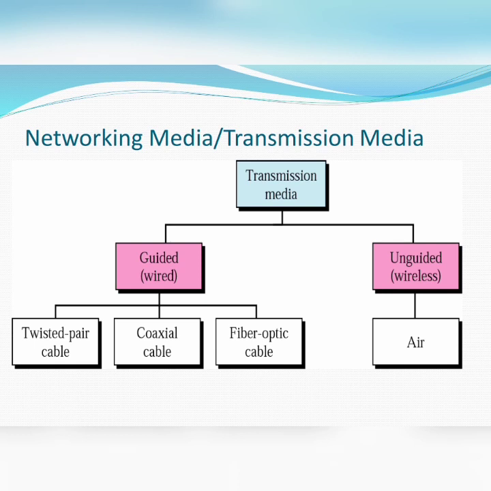Guided network is again divided into three categories: twisted pair cable, coaxial cable, and fiber optic cable. And unguided is in air, like Wi-Fi, infrared rays, or radio waves.